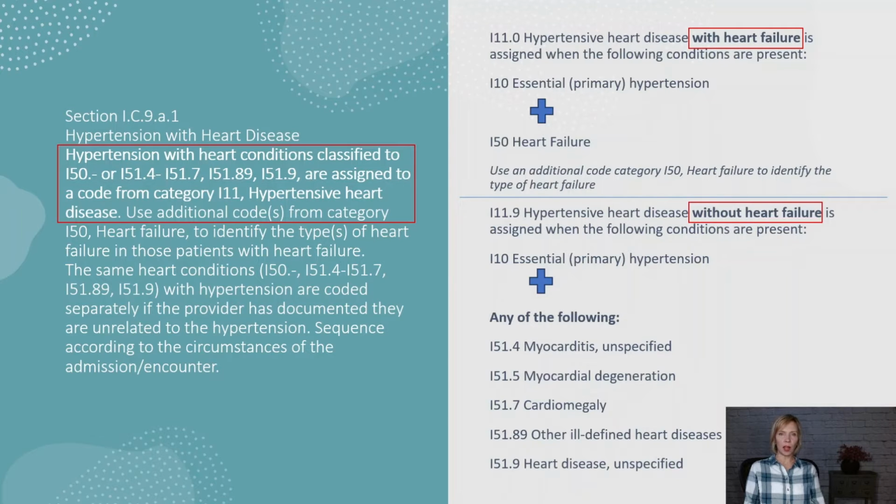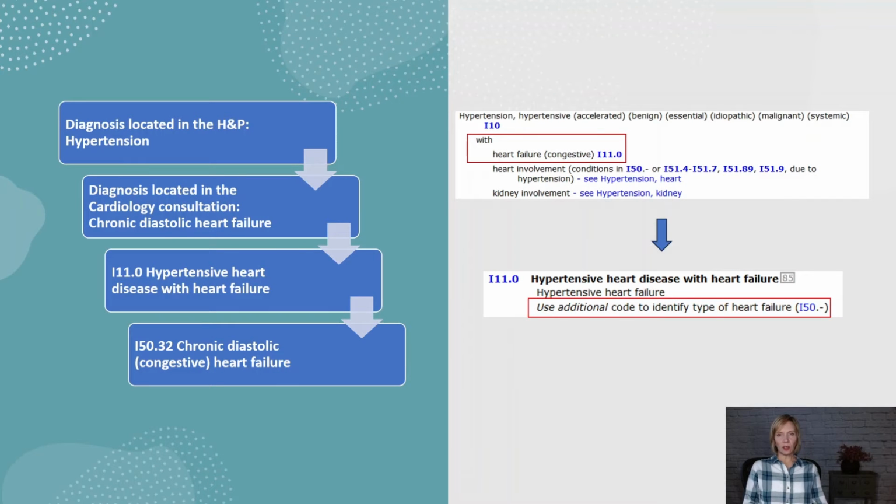The codes for hypertensive heart disease include codes for either with heart failure or without heart failure. When heart failure is present, an additional code from category I50, heart failure, should be assigned to identify the type of heart failure. Let's take a look at some examples of how documentation of hypertension and heart failure in the medical record is coded as related in ICD-10.